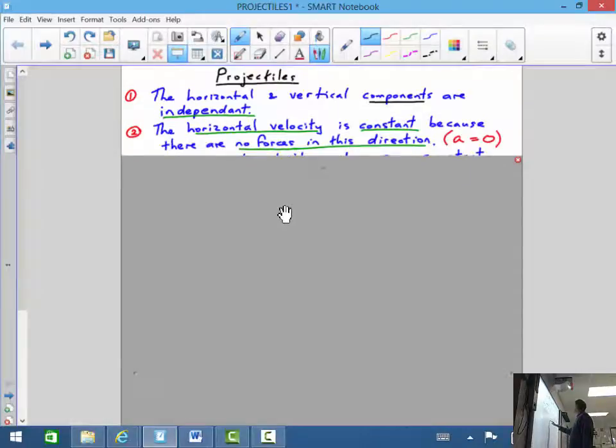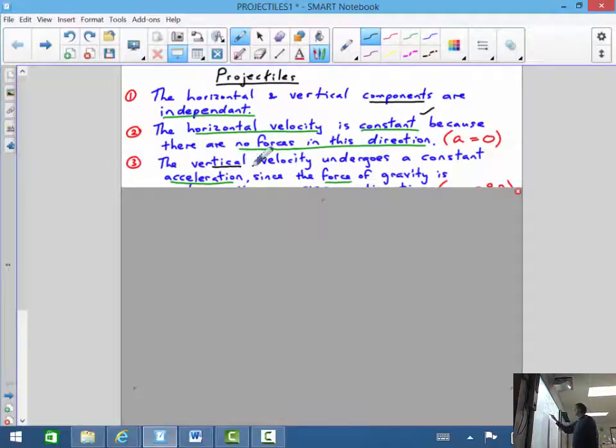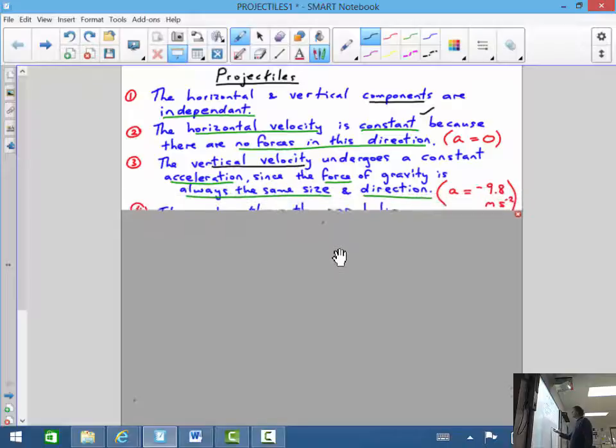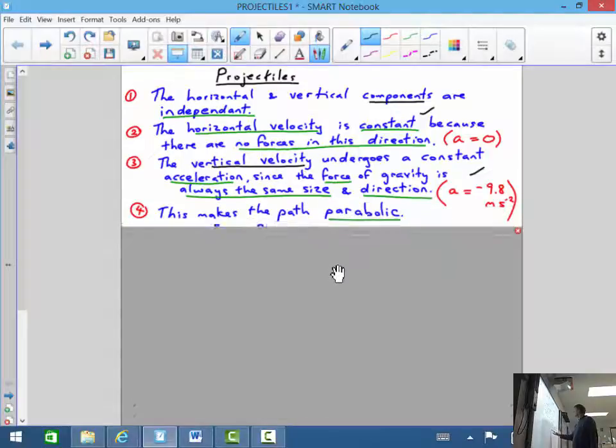Other things to bear in mind is that the horizontal velocity of all of those would be constant because there's no force acting in that direction, and therefore there should be no acceleration, and that's ignoring air resistance. So we expect the horizontal velocity to stay the same throughout the whole trip. Whereas the vertical velocity will undergo a constant acceleration because the force of gravity is always constant in size and direction going downwards, so you get an acceleration of minus 9.8 the whole time. Now the result of these two parts is you'll get a parabolic path, or a curved path, for something that's hit or thrown sideways.